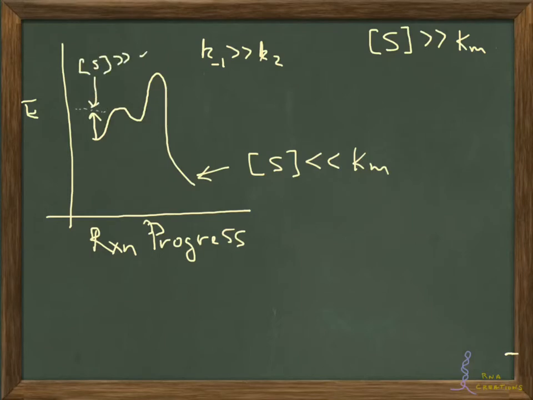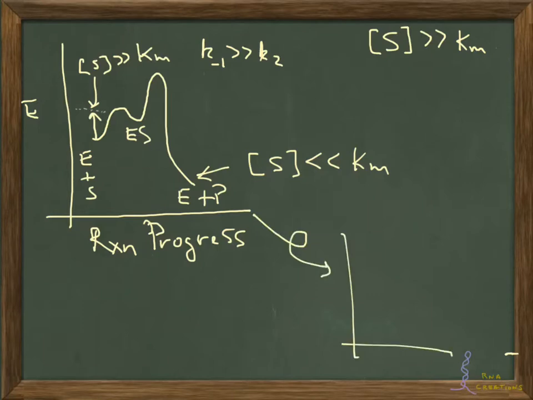Okay. So now that's S greater than Km. So you just raise the E plus S state. ES is not affected and E plus P is not affected. Or in other words, if you want to just draw it alone by itself, where S is greater than Km, it looks like this.